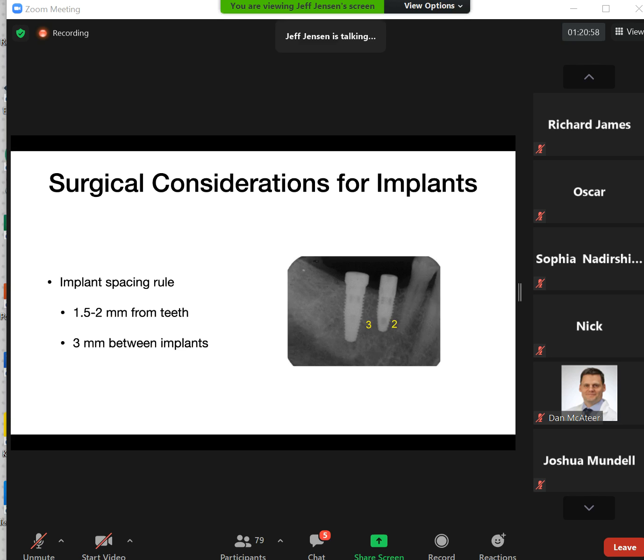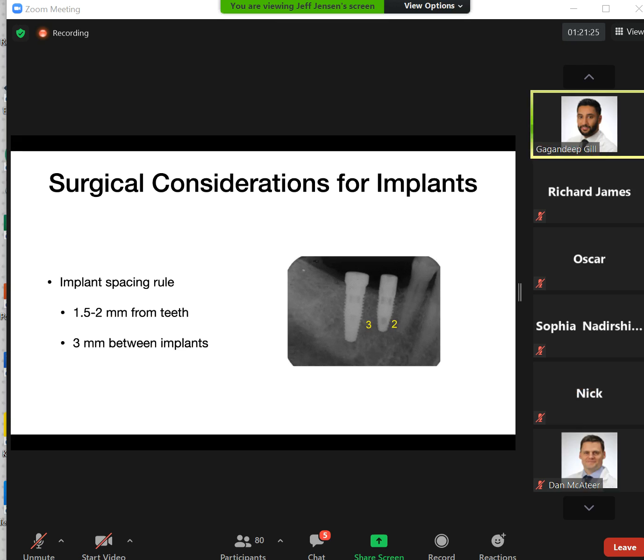If you place the implants too close together, then those remodeling zones can meld together, and you'll get essentially bone loss between the two implants, and you may lose some papilla, and your aesthetics may suffer a little bit. So you want to have a little extra space between the implants so that you can keep a nice interproximal tissue level.